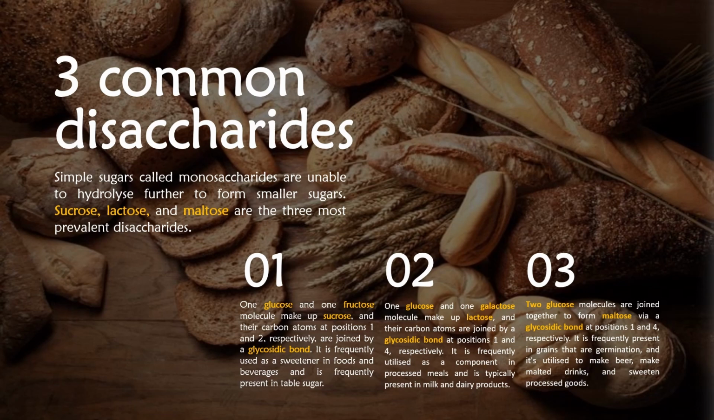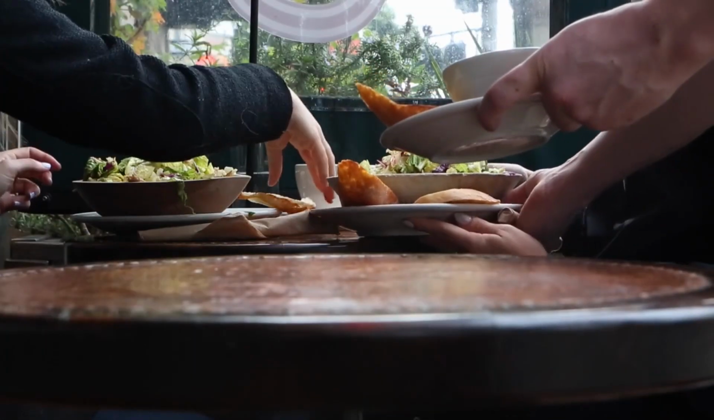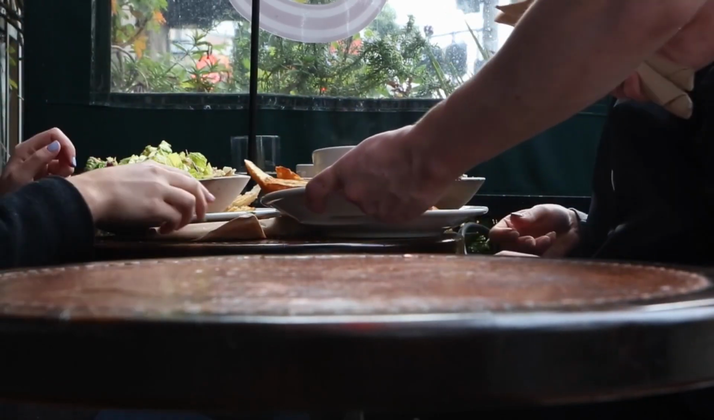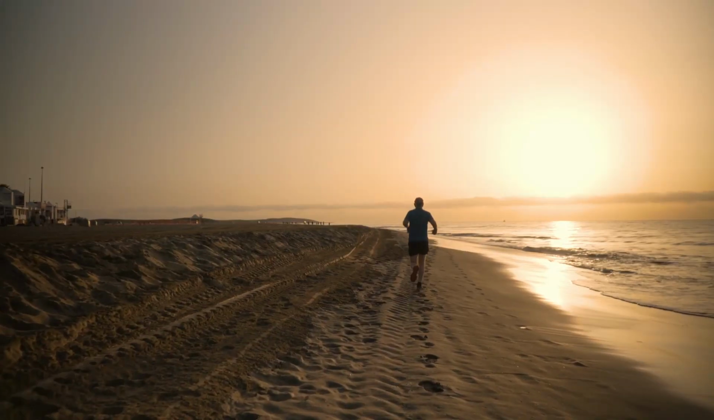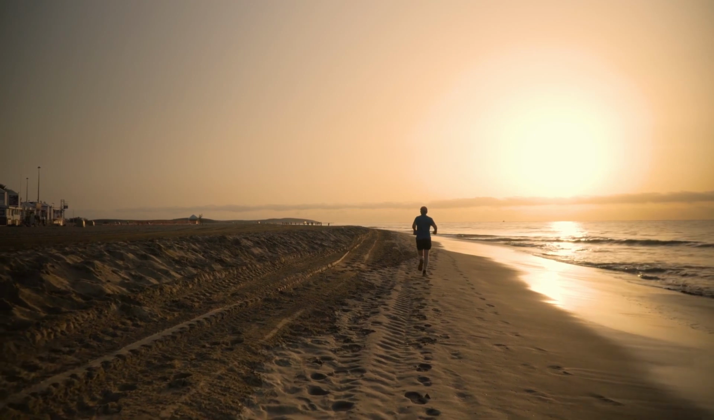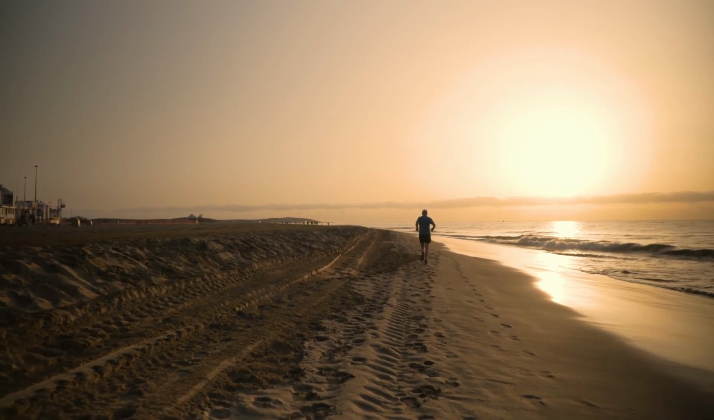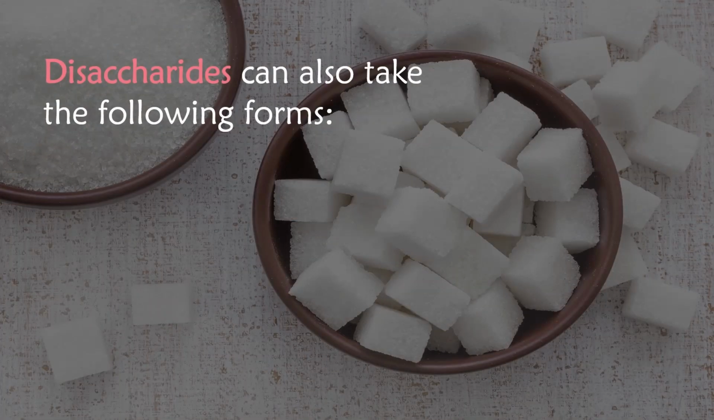Disaccharides are crucial for supplying the body with energy because during digestion they are disassembled into their monosaccharide components. Cells utilize the monosaccharides for energy when they are absorbed into the circulation. Disaccharides can also take the following forms.